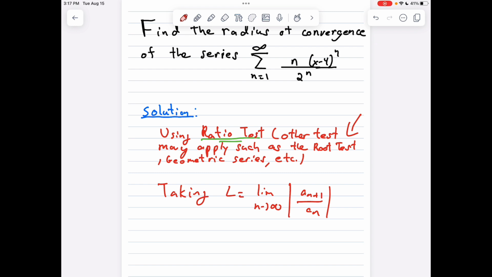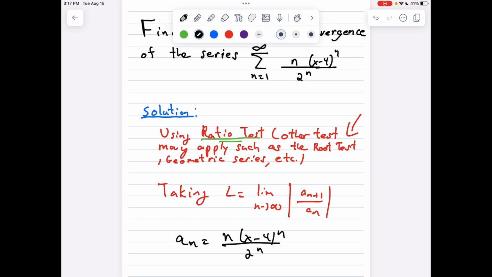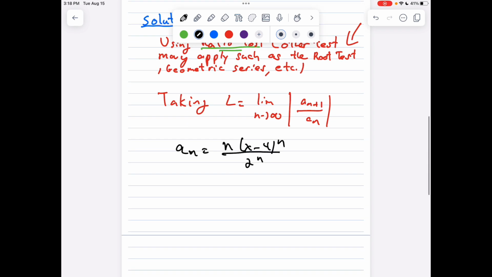All right, so applying the ratio test, I'm going to take the limit and call this limit L of a_{n+1} over a_n. Here a_n stands for n times (x minus 4)^n over 2^n, and it's basically all the stuff that's next to the summation sign. That's what a_n stands for. a_{n+1} is the term after a_n, and essentially what that is, you're replacing all the n's with n plus 1.